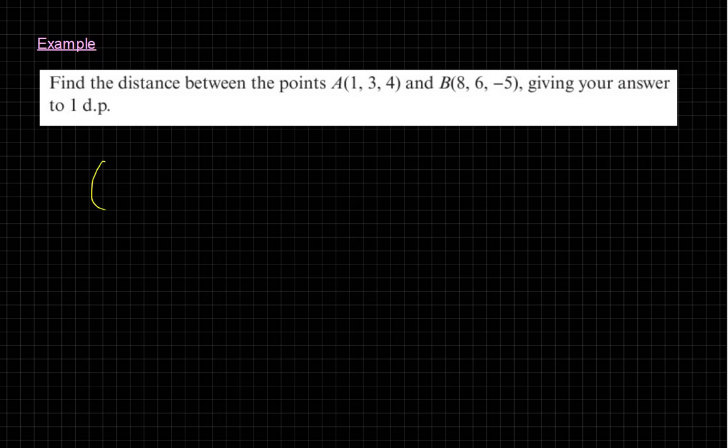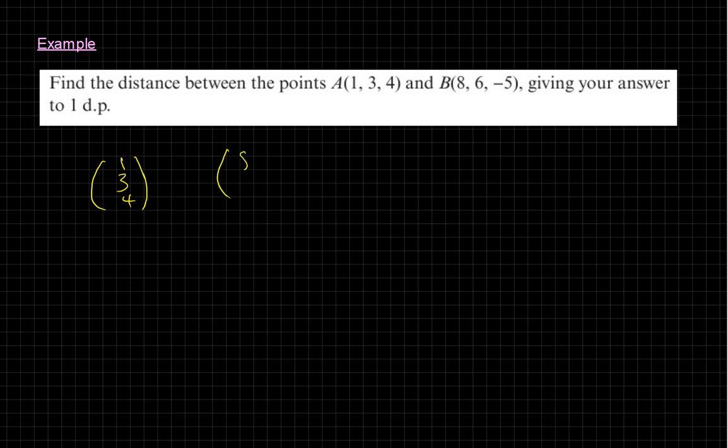So I'm going to say I've got two points, 1, 3, 4 and 8, 6, minus 5. Find the distance between them. So I'm going to do one minus the other. The order doesn't really matter. And we'll get minus 7, minus 3, 4 minus minus 5 is 9. And I want the magnitude of that.